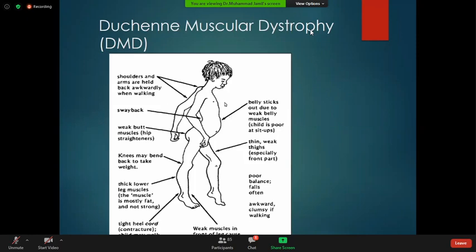Okay, these are the shoulder muscles. You can see they are weak. All the muscles around the shoulder are weak, and the shoulders and the arms are held backward when walking. The belly sticks out due to the weak belly muscles. If we look at the thigh, the muscles around the thigh and the gluteal region are also weak, and this is the hypertrophy of the calf muscles.